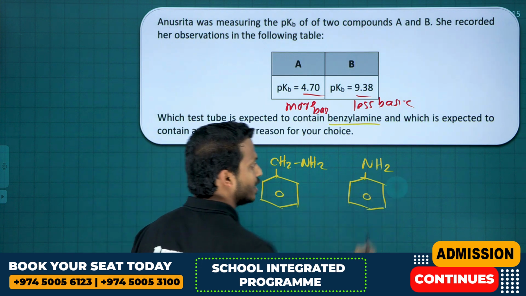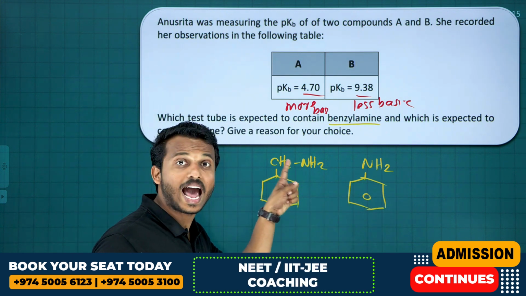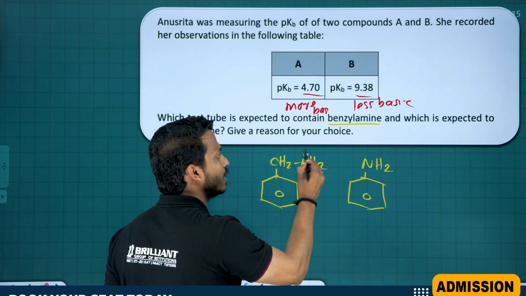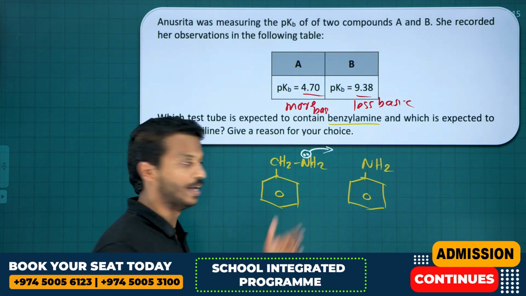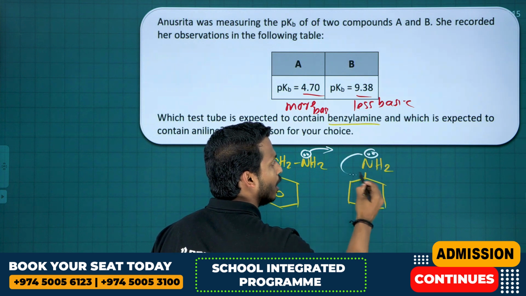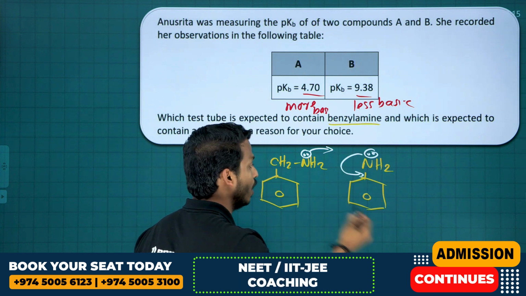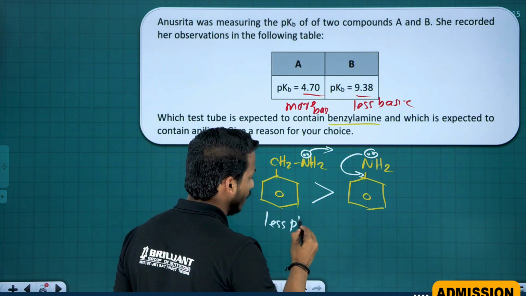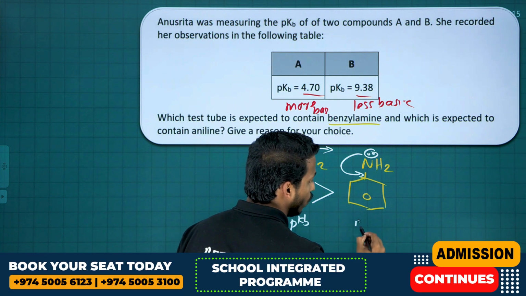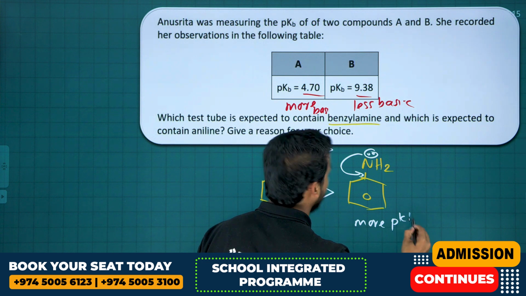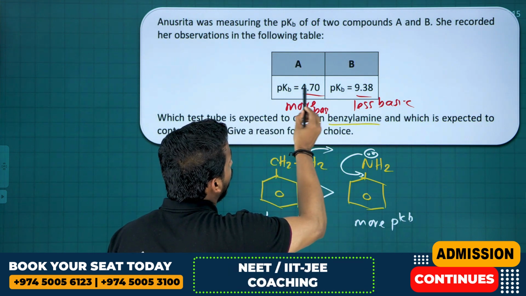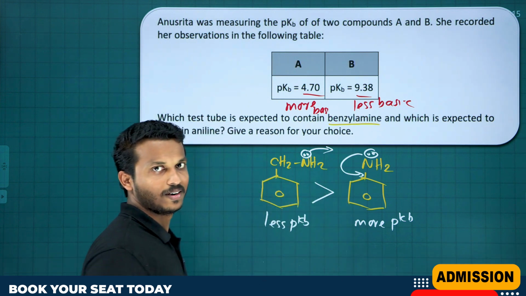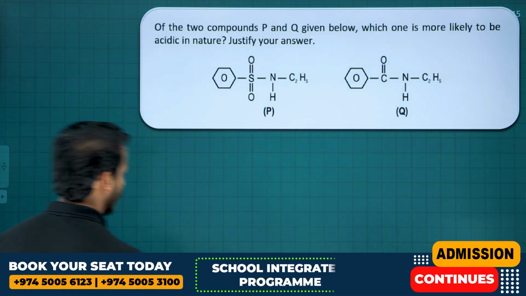Which is most basic among these? Since this is an aliphatic amine, because NH2 is connected to CH2, this lone pair is available for protonation. It's more basic. But this is an aromatic amine, where the lone pair is involved in resonance and not available. So which is more basic? This one. More basic means less pKb. This is least basic, so we can say more pKb. So this one has less pKb and this one has more pKb, right? So we are connecting the basicity with which amine.